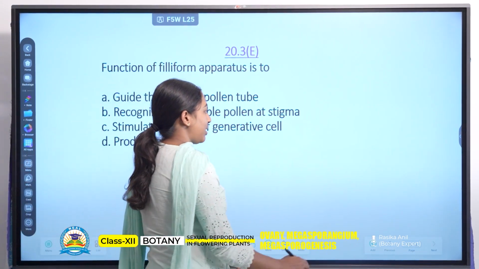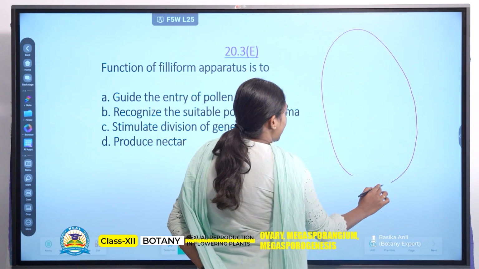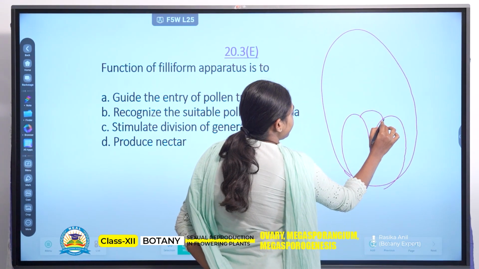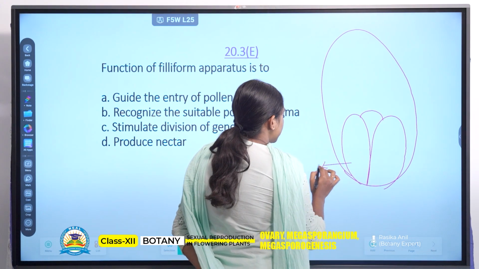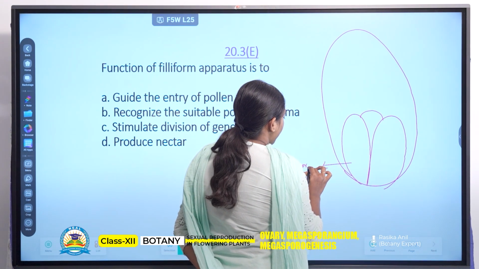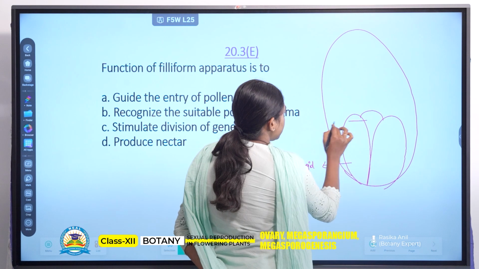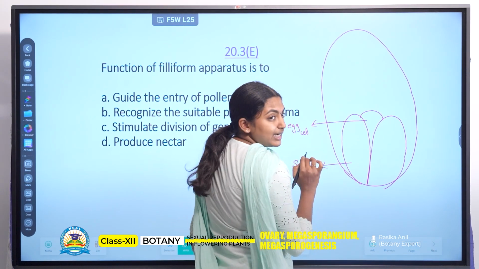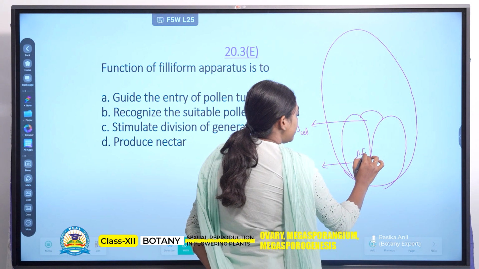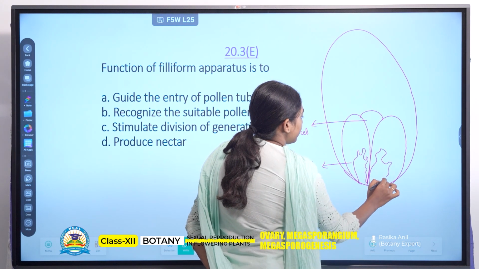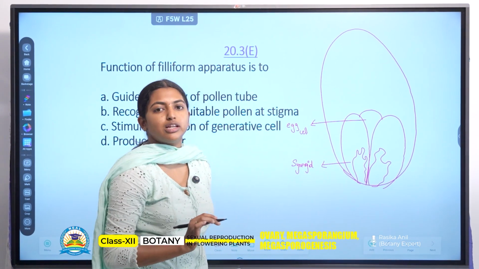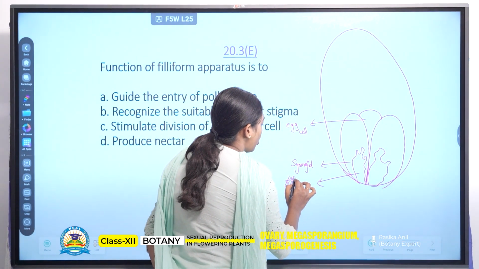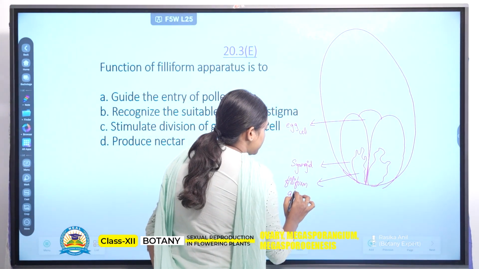Then your last question: function of filiform apparatus. Okay, we missed this part. Actually, you have the embryo sac and you have the synergids like this. You have the egg cell, right? So this one is your synergids, and this is your egg cell, right? And inside the synergids you will have a cellular thickening like this. It's just a cellular thickening, and this cellular thickening is your filiform apparatus.